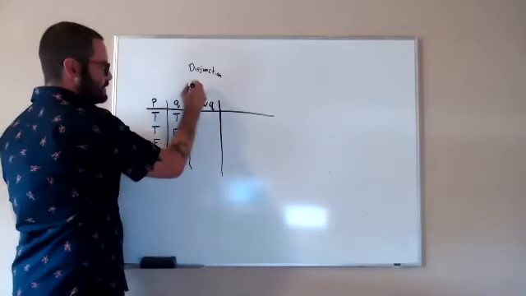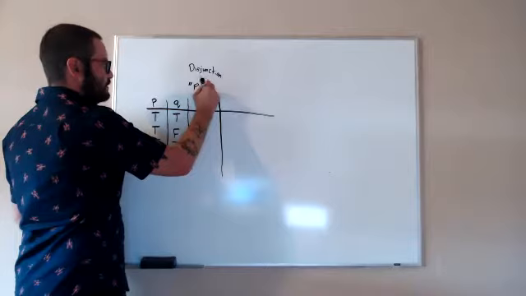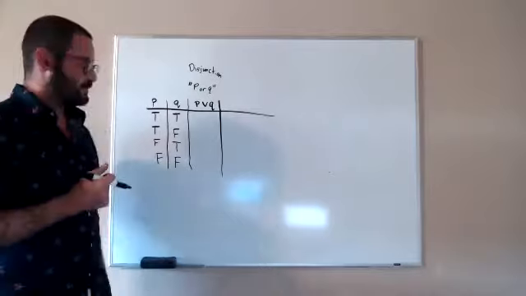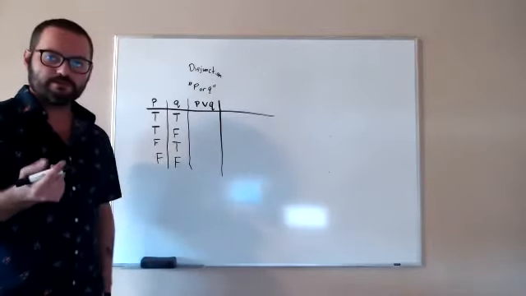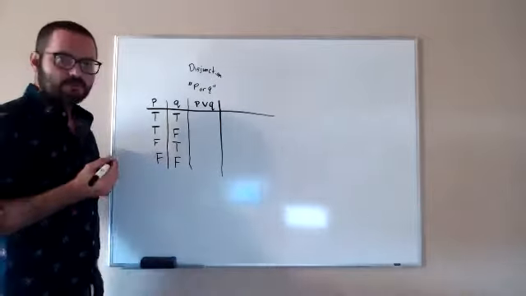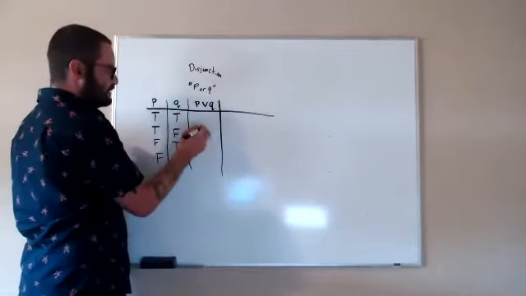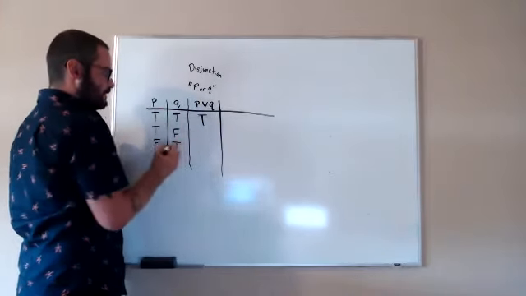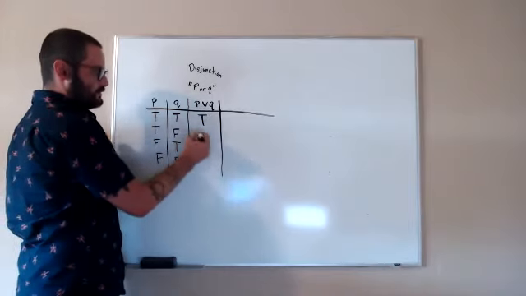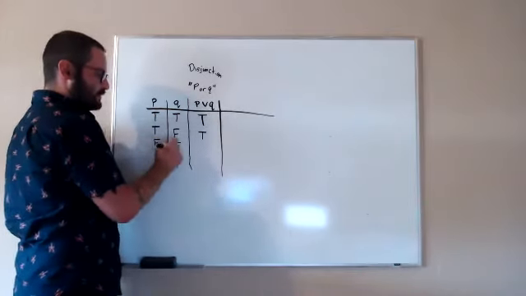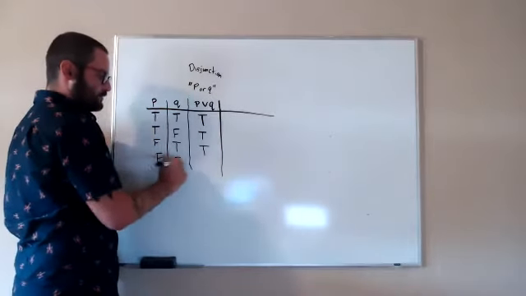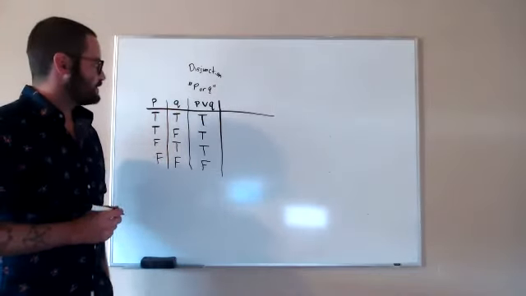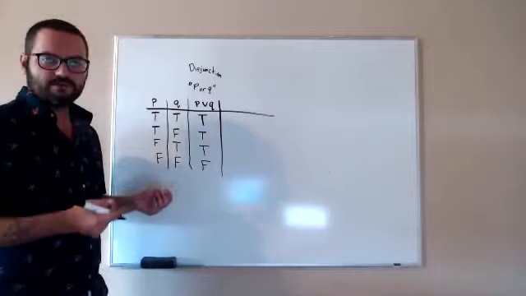And this reads P or Q. Now the disjunction between two propositions is true whenever at least one of them is true. So here, if P and Q are both true, then yes, that's going to be true. If P is true and Q is false, then still true. False or true, still true, false or false, false. So this is the disjunction, and I'll typically just say P or Q.